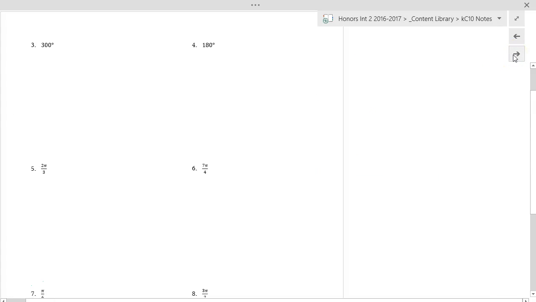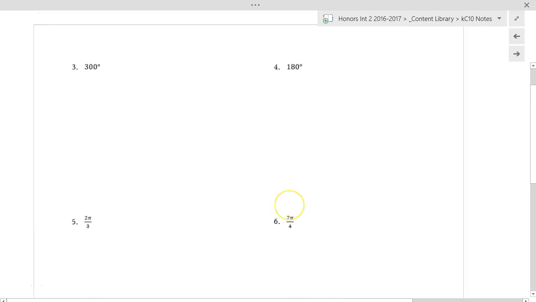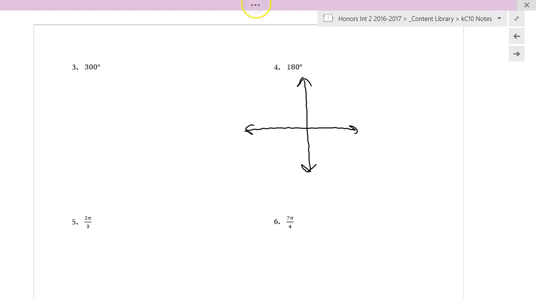Looking at our next page, just a few more examples. We'll skip number 3. Let's do number 4, with 180 degrees. That's kind of an easier angle to draw, right? It's going this way. Our reference angle for 180 degrees is closest to 180 degrees, and it's right on top of it. So our reference angle is 0. It's 180 minus 180.